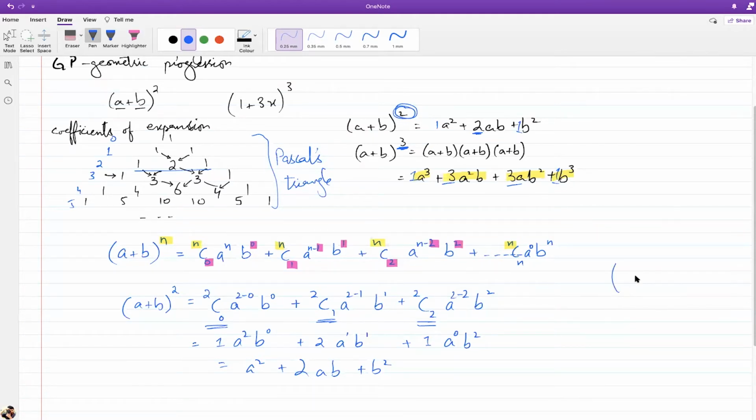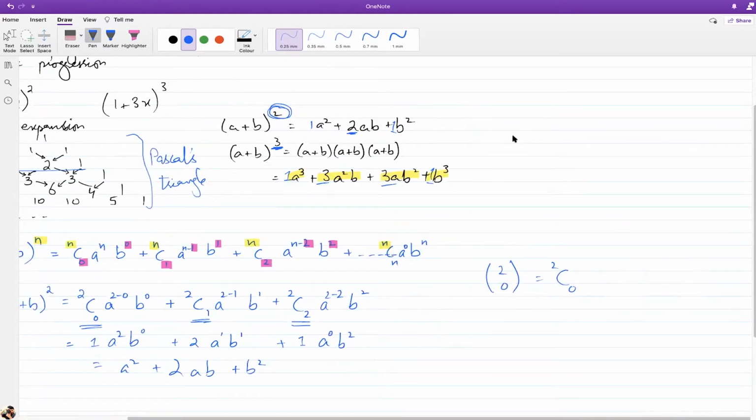We can also write 2c0, and this is equal to writing 2 coefficient 0. How is 2 coefficient 1 equal to 2, and 2 coefficient 2 equal to 1? Oh, you want to find out how we find these coefficients. These coefficients have a formula.